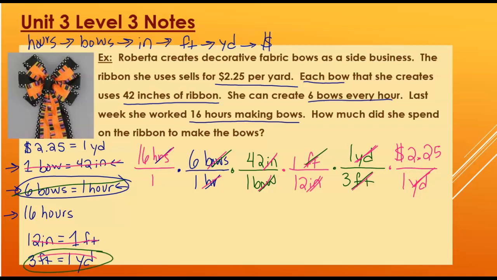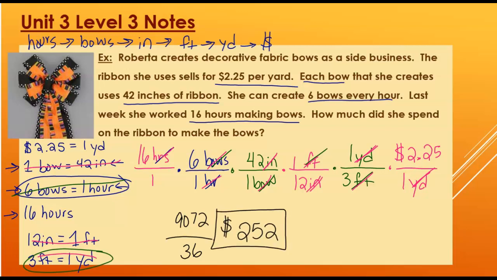You can multiply straight across. 16 times 6 times 42 times $2.25 is 9,072. And on the bottom, I have 1 times 1 times 1 times 12 times 3, which is 36. If I take 9,072 divided by 36, I get 252. And our units is dollars.